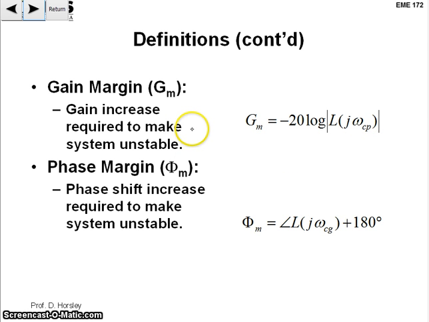Okay, so let's say, for example, we have a gain margin of 20 dBs. That means that the system is stable, and we'd have to increase the gain by 20 dB or a factor of 10 to make it go unstable.